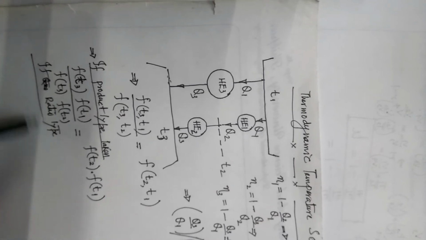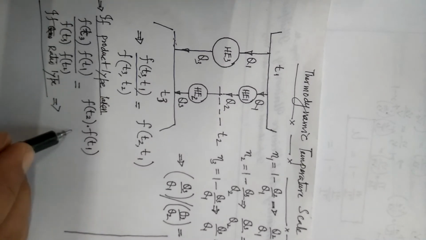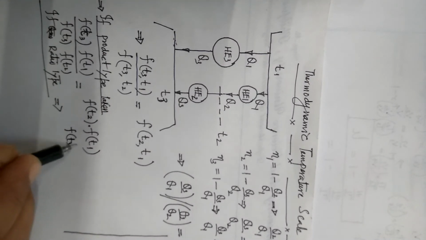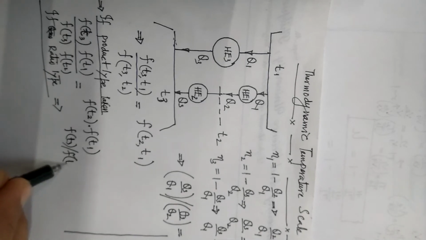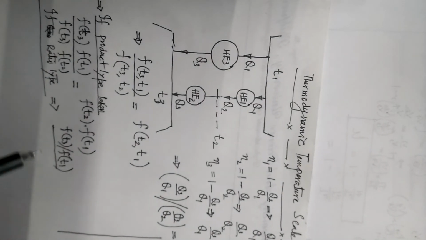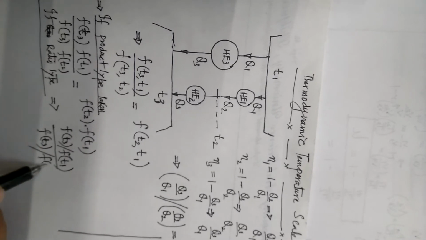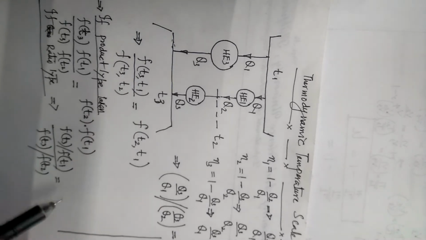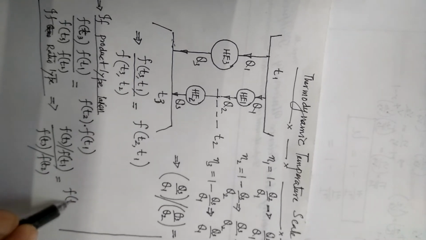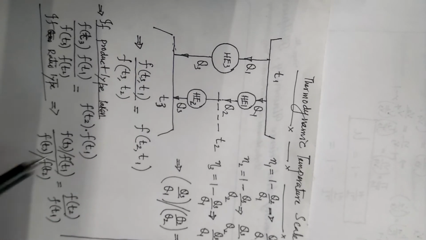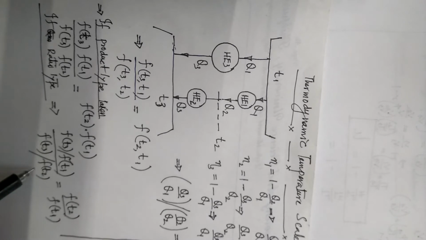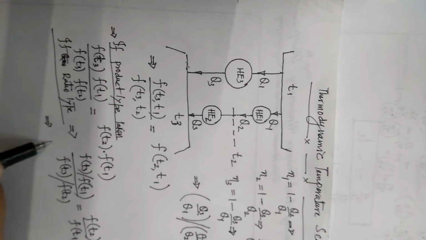So if it is ratio type, then what happens? We can see this will become f of T3 by f of T1, and this one will become f of T3 by f of T2, and this would have been f of T2 by f of T1. So you see there is a perfect matching. This one gets cancelled. f of T2 gets in the numerator, f of T1 in the numerator, so it is matching.